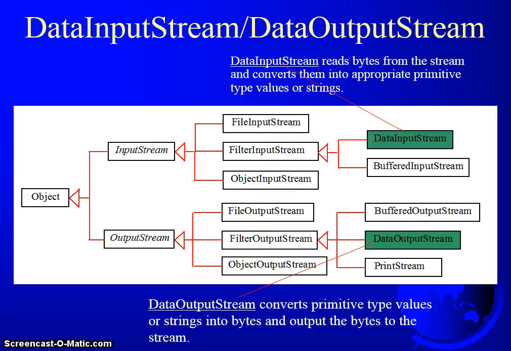And how about the DataInputStream here? The input stream reads bytes from the stream and converts them into the appropriate primitive type values or strings. The output stream converts primitive type values or strings into bytes and outputs the bytes to the stream. So this is just a converter.